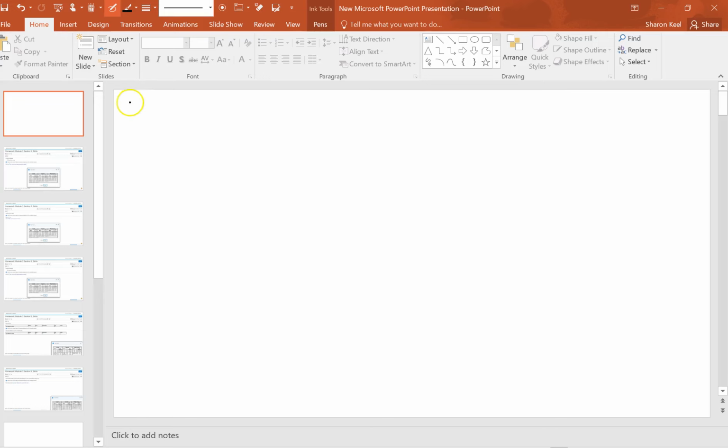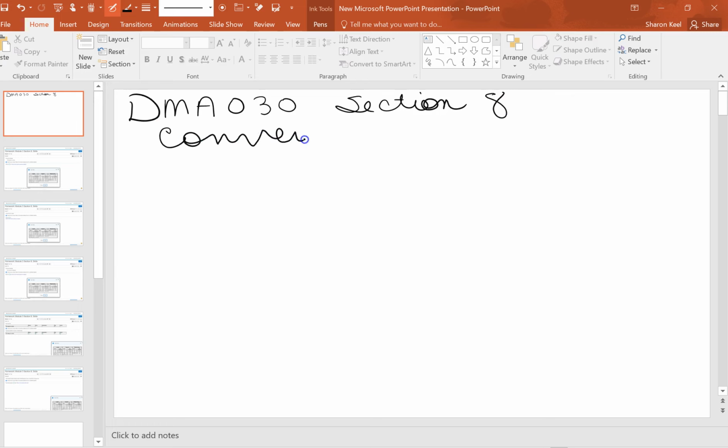Welcome, ladies and gentlemen. We are working on DMA 30, Section 8. And Section 8 that we're working on is conversions. These conversions are going to be going from metric to customary or customary to metric.